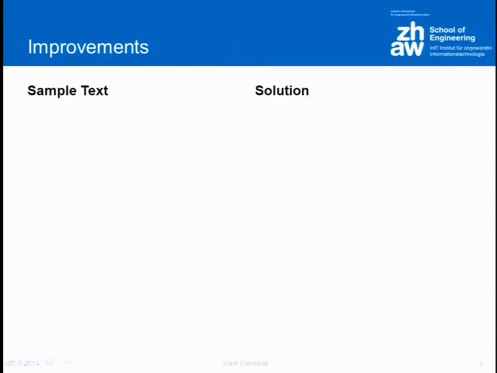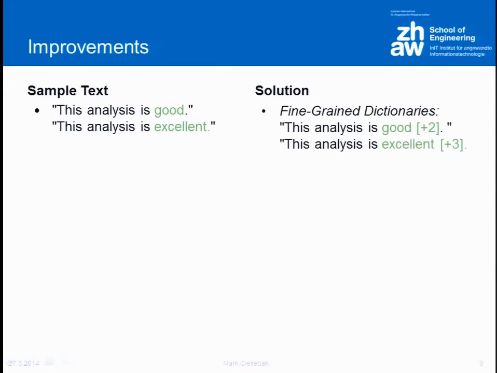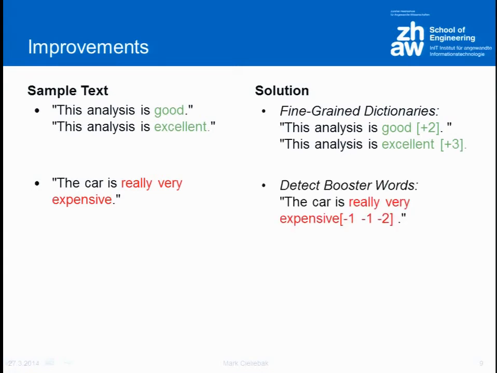So let's look at, this analysis is good, this analysis is excellent. If I don't want to know only that it is positive, I need to distinguish between these two, so I need to do it a little bit more fine-grained. I have to have a score which says good is a little bit positive, but excellent is better. Well, then I have, this car is really very expensive. It's probably negative, and with these booster words, it's more negative than this car is expensive. So I need to have a lexicon which is associated with these booster words, and I need to collect them.